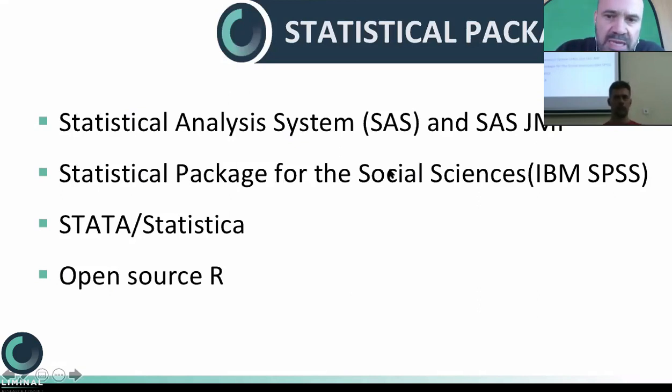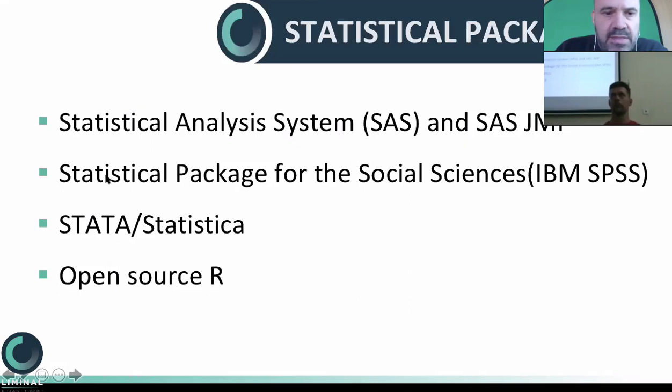Then you get SPSS, Statistical Package for the Social Sciences, but it's not only social sciences. And then SPSS is very user-friendly. You can do everything in there. You cannot do a test of reliability, for instance, in Excel. Then you get packages like Stata and Statistica. And then an open source package, which is free, is R. This is a very powerful statistical system.